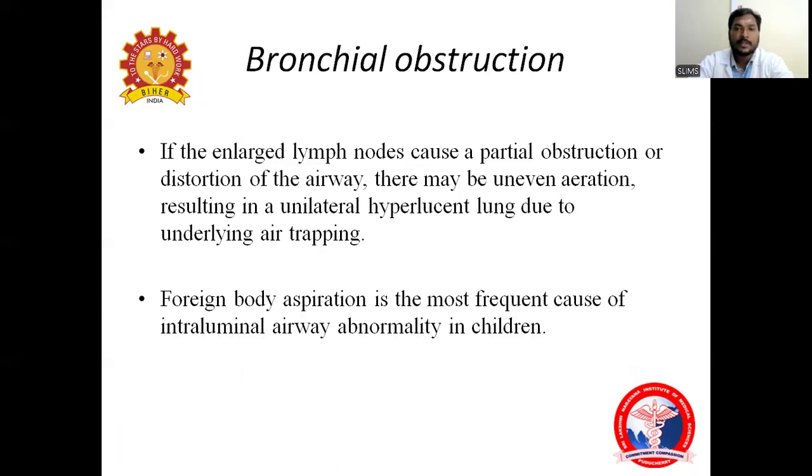Coming to bronchial obstructions, the obstruction in the bronchus may be due to an extrinsic factor or an intrinsic factor. The extrinsic factors may be an enlarged lymph node that may cause partial obstruction or distortion of the airway, or there may be uneven aeration resulting in a unilateral hyperlucent lung due to underlying air trapping. Foreign body aspiration is the most common cause of intraluminal airway obstruction in children, and most commonly it affects the right side because of the anatomic positioning of the right main bronchus.